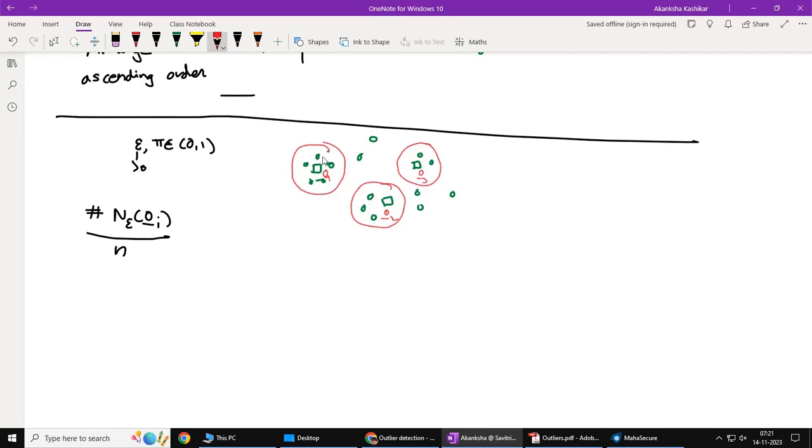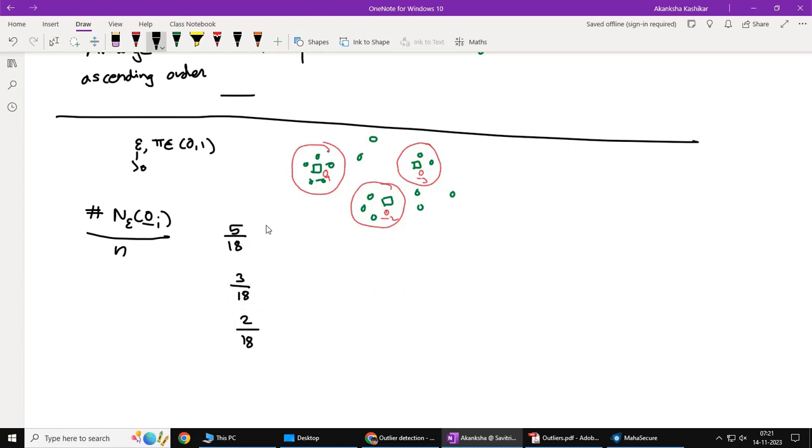Of course we have to compute it for other observations also, but as of now I am not worried about them. So for O1, out of the total number of observations, how many are in the neighborhood? 5, these are 5 plus its own observation, 6, 7, 8, 9, 10, 11, 12, 13, 14, 15, 16, 17, 18. So we have a total of 18 observations. So for O1, this count is 5 by 18. For O2 this count is 3 by 18, and for O3 this count is 2 by 18.